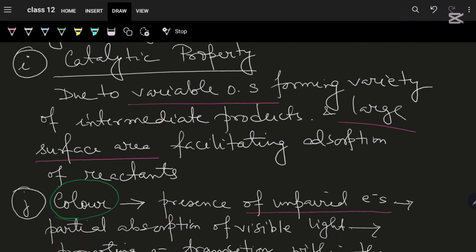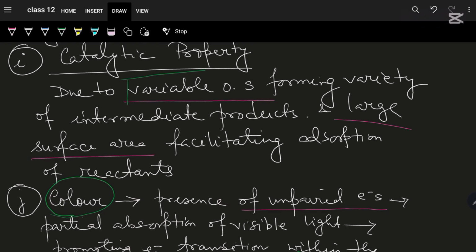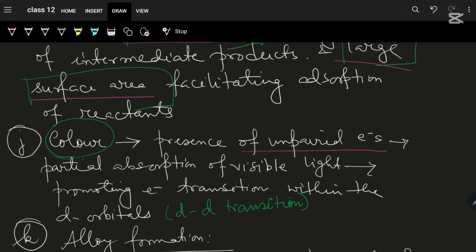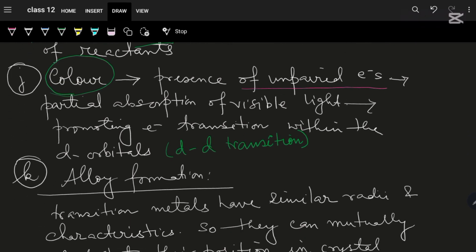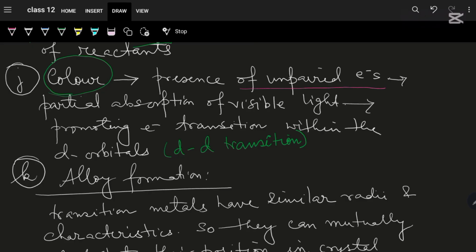So next is catalytic property. Due to the variable oxidation state and due to the larger surface area of the transition elements, they facilitate the adsorption of reactants and hence help in catalytic property. Now, transition elements form compounds which are mostly colored. Why is it so? Because those compounds have unpaired electrons. The central metal atom or ion has unpaired electrons.